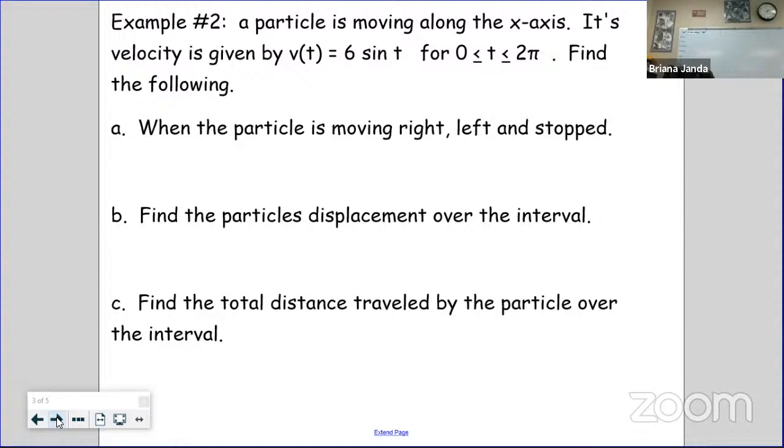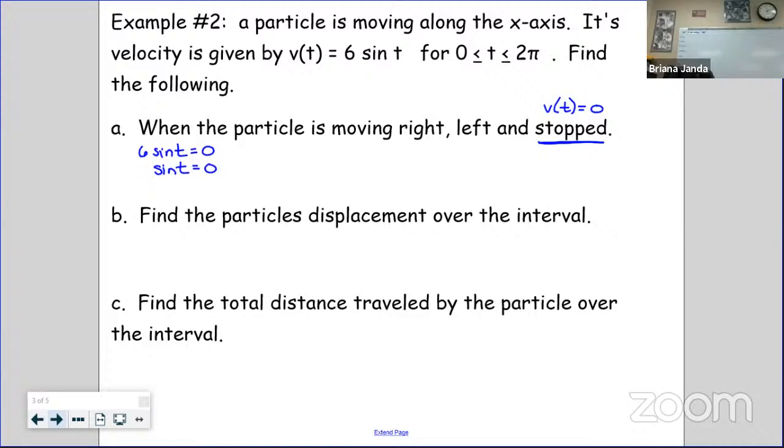And again, let's look at the stopped part first. Where is our velocity equal to 0? Then we can utilize a sign chart for each of those to see where it is positive, where our velocity is negative, for the right and left part of it. So if I take my velocity and set 6 sine of t equal to 0, we'd be looking at where sine of t is equal to 0, or t equals the inverse sine of 0.